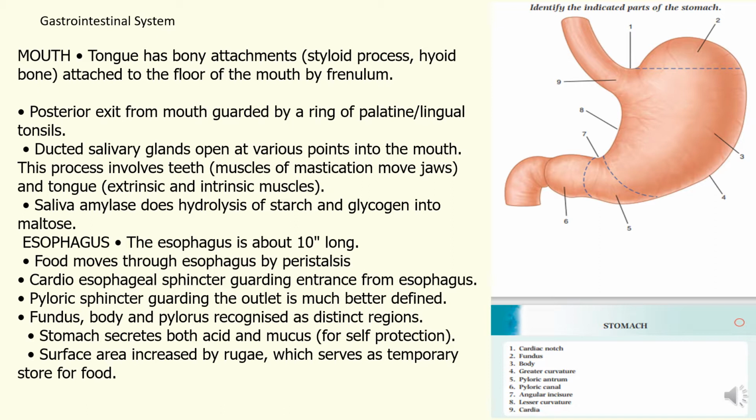Fundus, body, and pylorus are recognized as distinct regions. The stomach secretes both acid and mucus for self-protection. Surface area is increased by rugae, which serve as a temporary store for food.